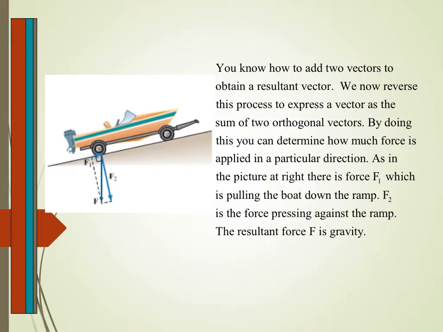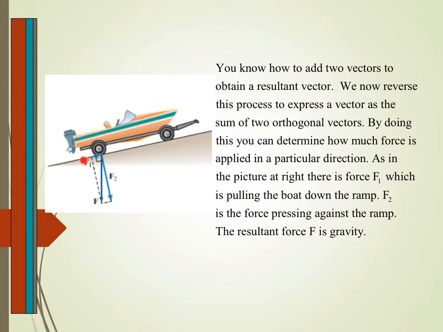Okay, so this just recaps a little bit about what I was saying. We're going to reverse the process by expressing a vector as the sum of two orthogonal vectors. So we're interested in the force that was applied in a particular direction. For instance, if we look at the diagram here on the left, the force due to gravity is this F here. It's pulling straight down on the boat.